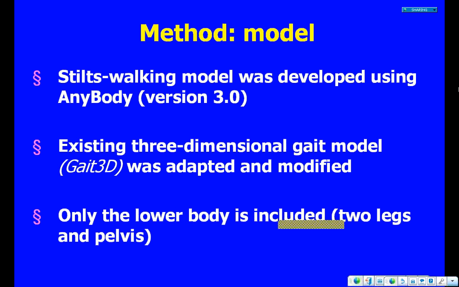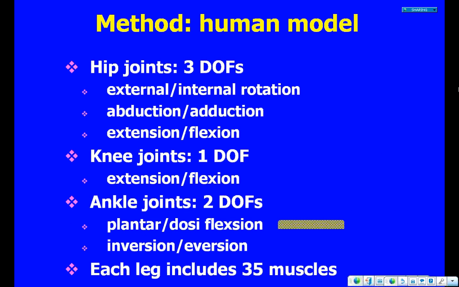The model includes hip joints. Hip joints have 3 degrees of freedom: external and internal rotation, abduction and adduction, and extension and flexion. The knee joints have only 1 degree of freedom, extension and flexion. The ankle joint has 2 degrees of freedom: plantar flexion and dorsiflexion, and inversion and eversion. Each leg contains 35 muscles, so there are 70 muscles in total in the whole stilt model.